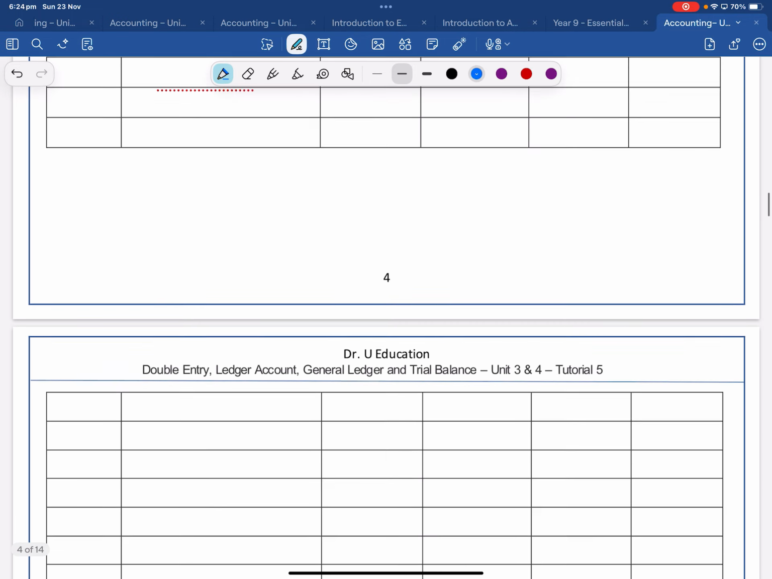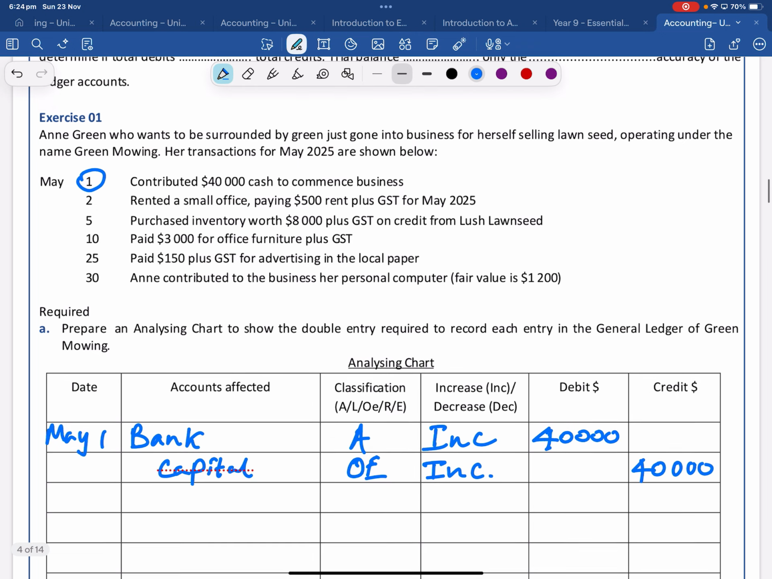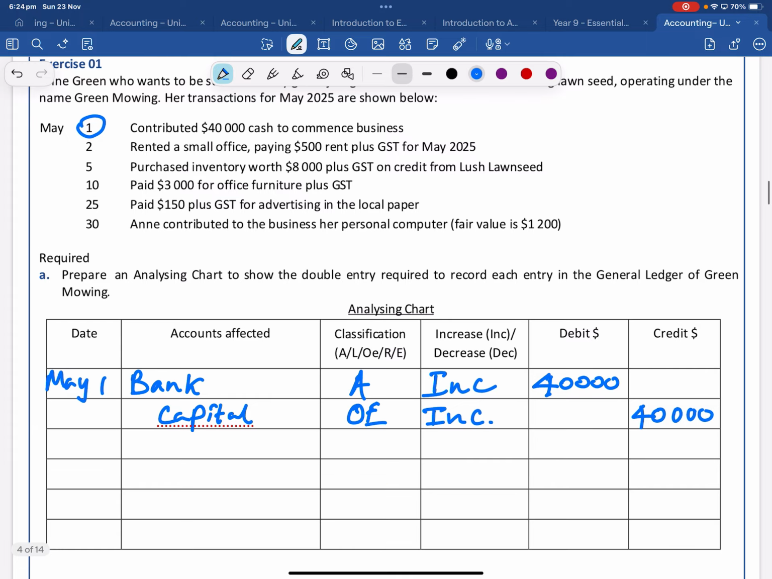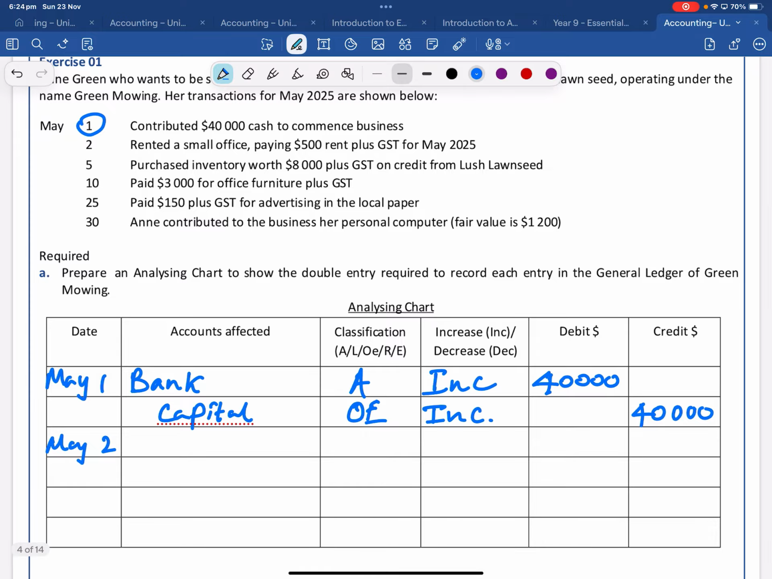Next one. Rented a small office paying 500 rent plus GST for May 25. What do we do, guys? In this one, May 2nd, small office paying 500 rent. What are the items affected? Bank, GST, net profit, rent.